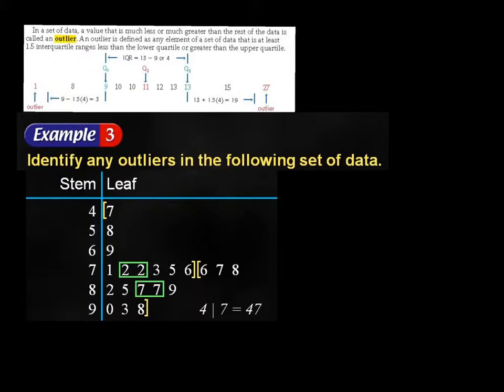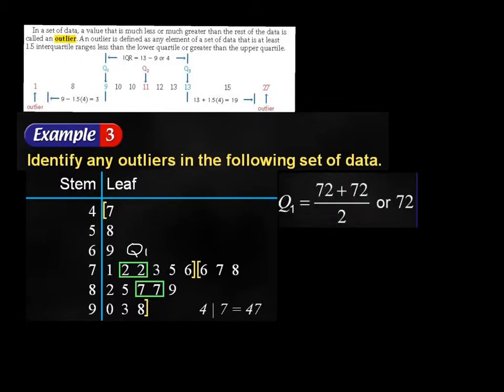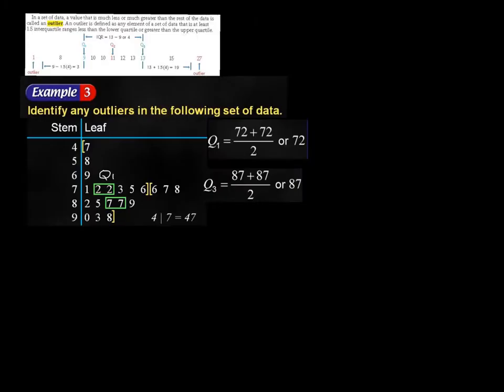But what we're really interested in is Q1 and Q3. So I need 1, 2, 3, 4, 5, and 1, 2, 3, 4, 5. So our Q1 is going to be halfway between 72 and 72. And yes, it looks like Q3 is going to be just as difficult to find, sarcasm much. It's going to be halfway between 87 and 87, which gives us an interquartile range of 87 minus 72, which is 15.